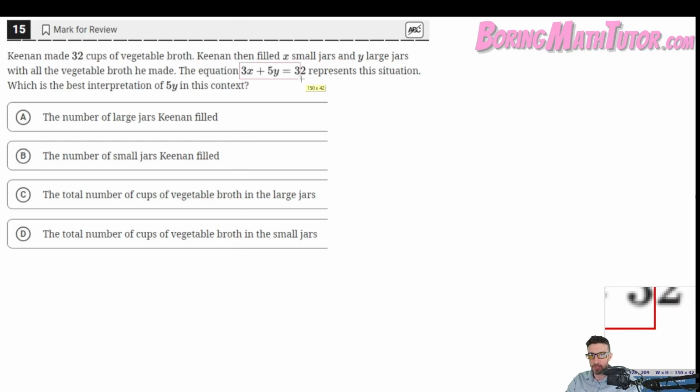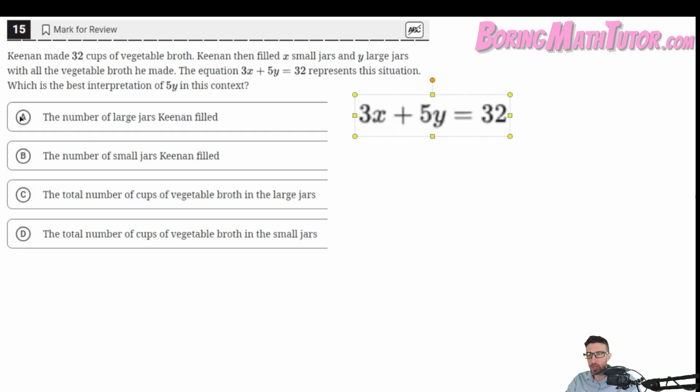Well, in that equation we can focus on the 32 because that's the actual number that they gave me, and that's measured in cups. So the 32 is measured in cups. Well, what that means is that this must be measured in cups and this must be measured in cups. So basically cups plus cups equals total cups. Okay, but they want to know the interpretation of 5y. Well, 5y must be measured in terms of cups. So I better see the word cups in my answer.